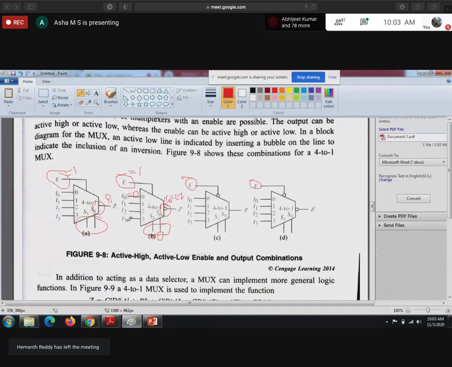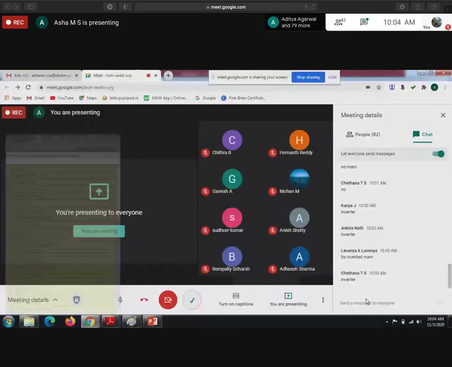Suppose I3 equal to 1, if selection lines are 1 1, I3 will be selected and it will be reflected at z. So what will be the value of z? 1 will become 0 because of this inverter. Clear? Guys, is this clear?